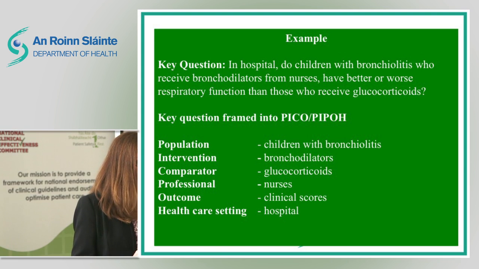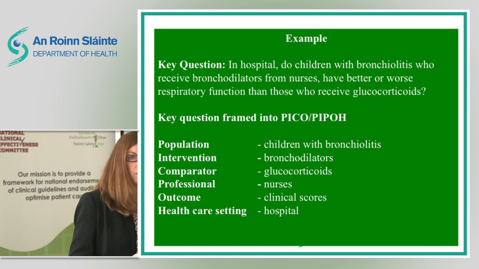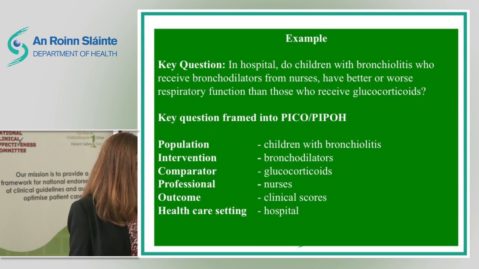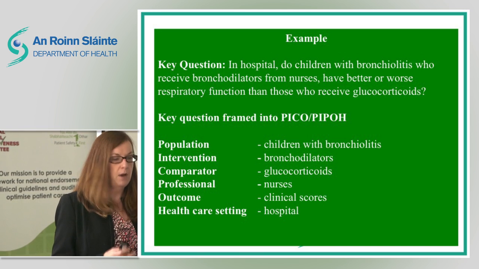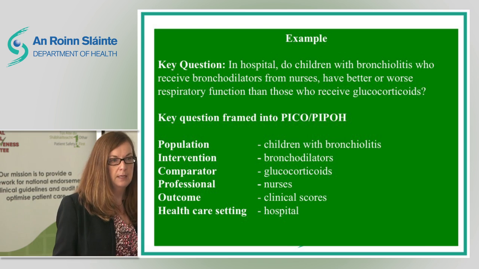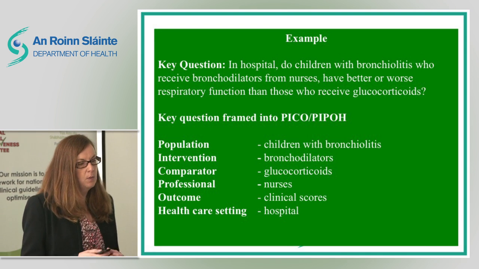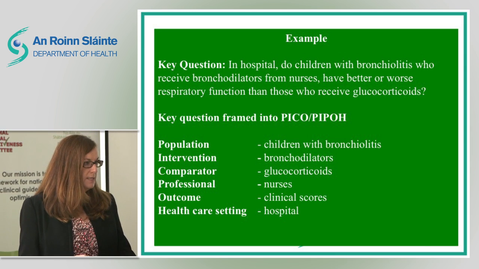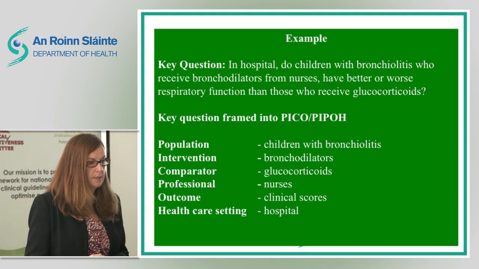So in terms of your PICO, you'll be looking at your population, being your children with bronchiolitis. You'll be looking at your intervention, your bronchodilators, your comparator, which would be glucocorticoids, your professional would be the nurse, your outcome would be your clinical scores, and your healthcare setting would be the hospital. So it's about trying to work clarity through your PICO. And if you have your PICO well set out, when it comes to revising your guideline, it will be very useful in terms of coming back and updating the evidence.